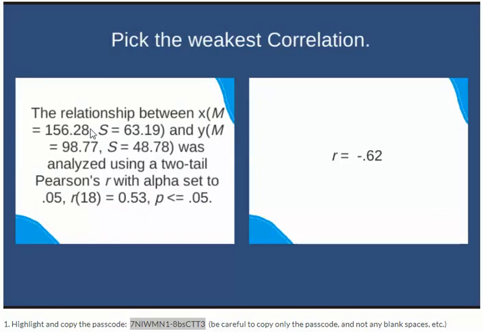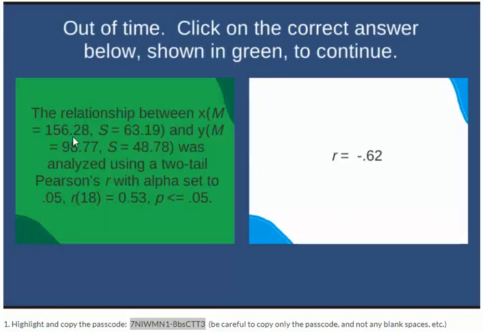So here on the left is an APA style write-up for a correlation. You'll notice that it starts off by providing the descriptive statistics for the two variables. So we see that for the variable x, a mean and a standard deviation, and for the variable y, a mean and a standard deviation. We're told that the correlation was analyzed using a two-tail Pearson's r. So that's letting us know whether it's one tail or two tail, and that it was Pearson's r instead of, for example, something like Spearman's rho. Our alpha is set at 0.05.